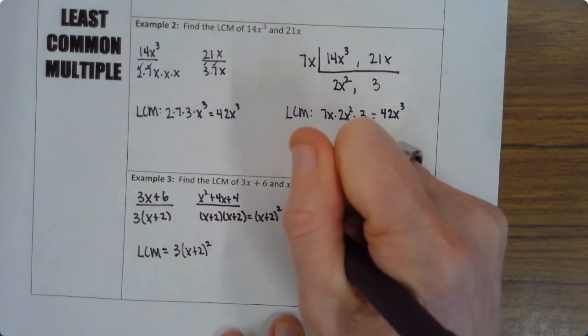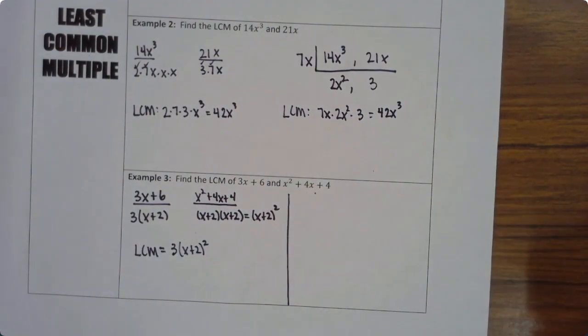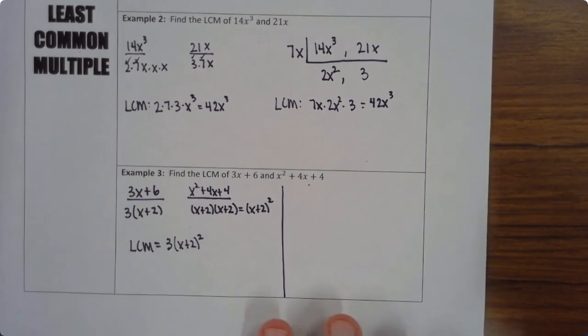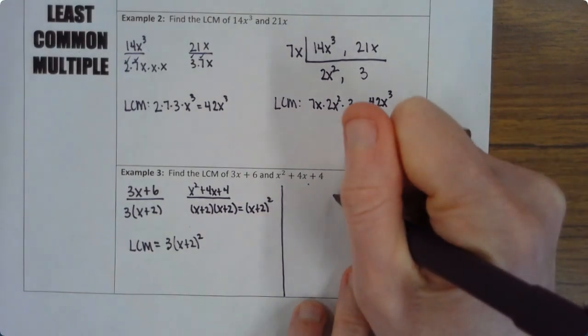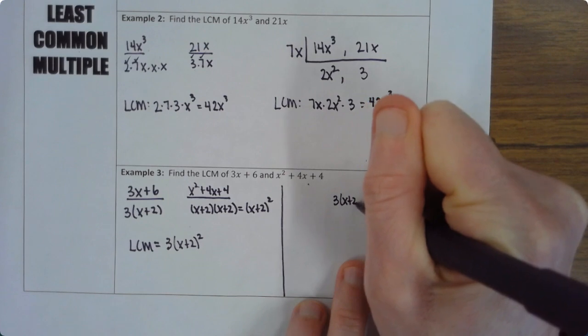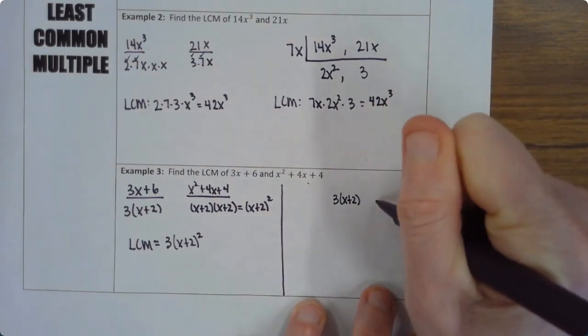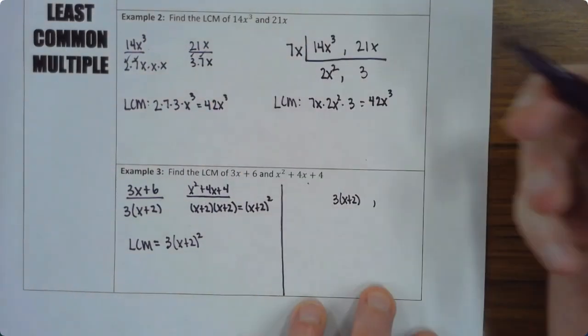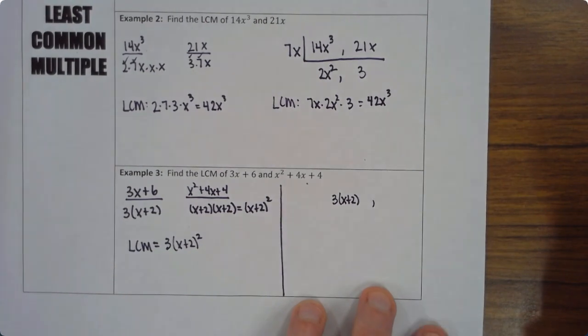If we wanted to use the upside down cake or the ladder method, you would really have to start with that same idea of GCF factoring. So you would start with your 3x plus 6, but you would factor that. And then you would take your x squared plus 4x plus 4, and you would factor that too.